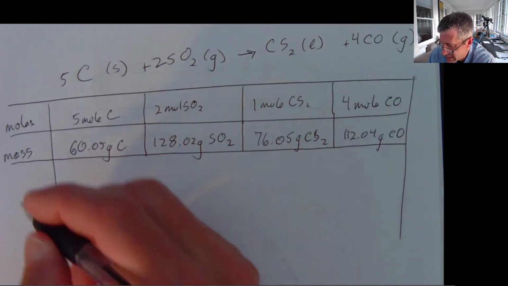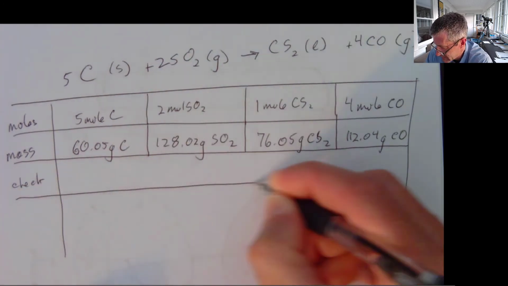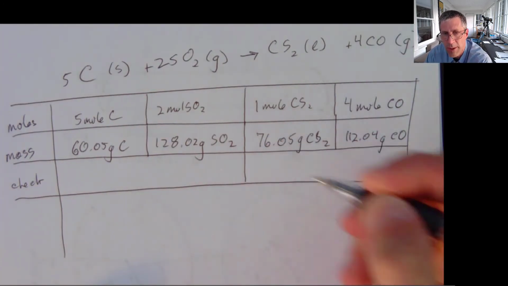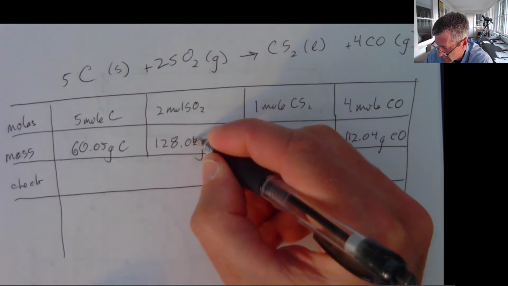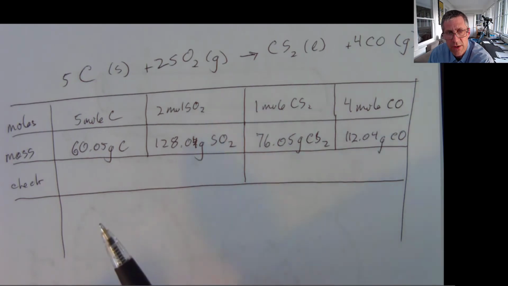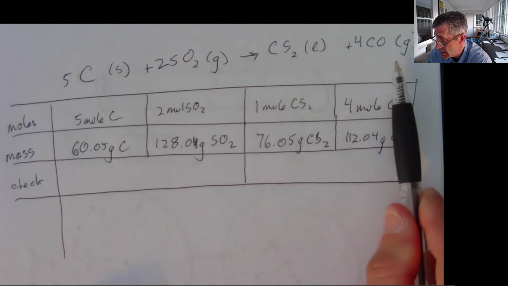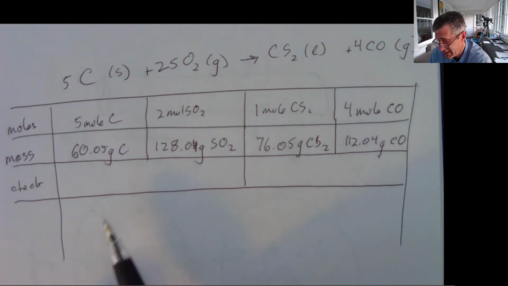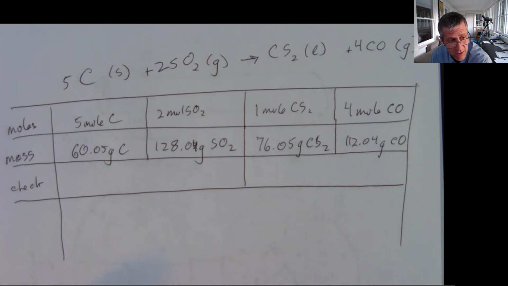Okay, next thing I'm going to do is a check. I can't make or destroy matter in my chemical reactions. So, whoops, this is going to be 4. The amount of mass that I start with should equal the amount of mass that I end with. And it's really easy to make a mistake someplace in here, so this is a good place to check to make sure you haven't made a mistake.